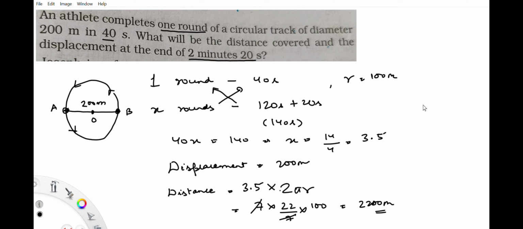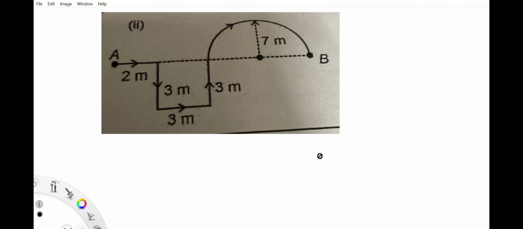So I hope this question is clear. Let us move to another question. This question looks a little tricky. I'll give you a couple of minutes to solve it. You can write your answers in the comment section, and then we'll solve this together. That's how we learn, right?